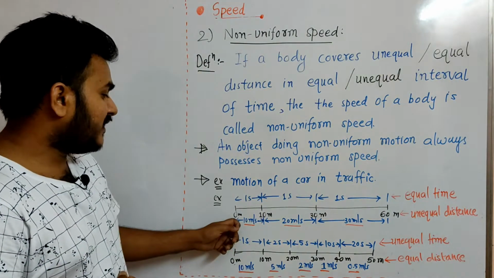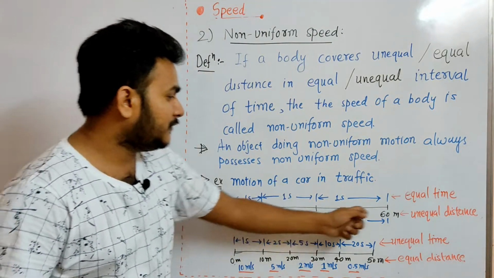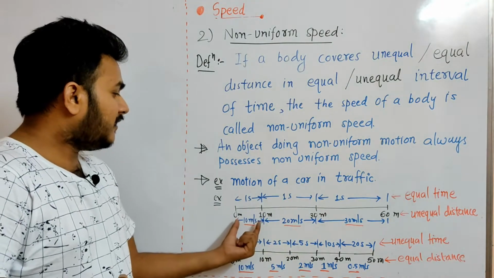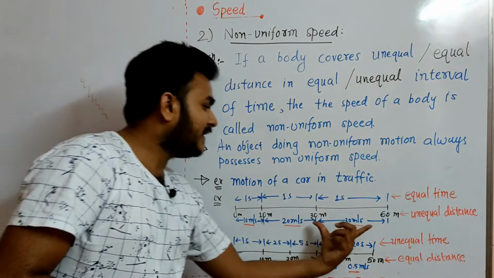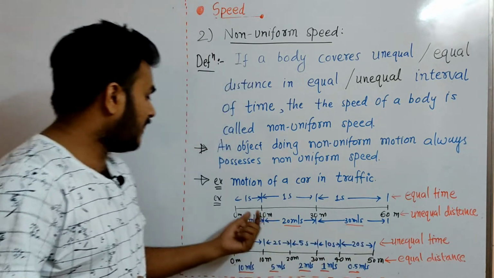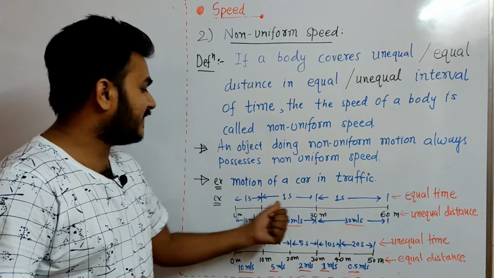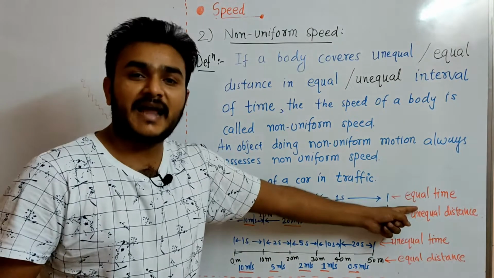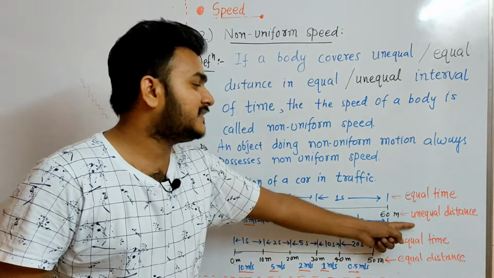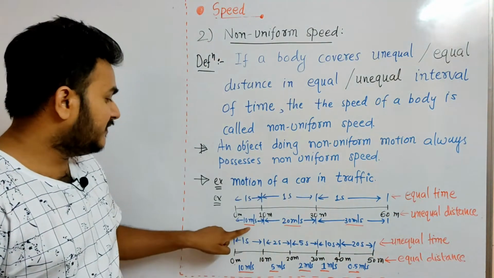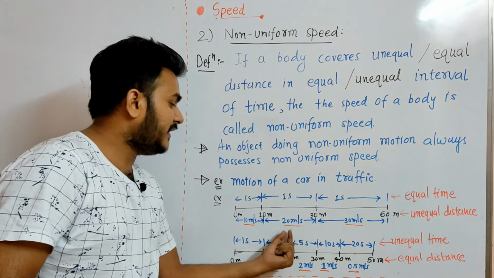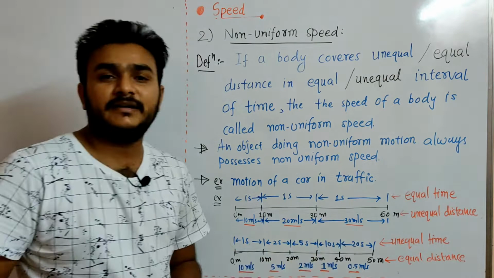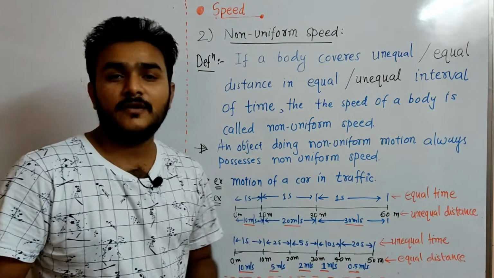Here the object covers 0 to 10 to 30 to 60, means unequal distances. Here it is 10 meter, here it is 20 meter, and here it is 30 meter, and all the three are covering 1 second, 1 second, 1 second, means time is equal but the distance is unequal. So the speed for this interval is 10 meter per second, for this it is 20, and for this it is 30. So it is a non-uniform speed.